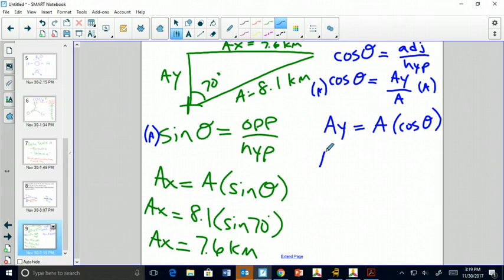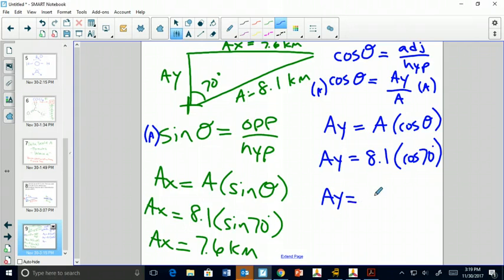Let's plug in some numbers. So AY is equal to 8.1, again, the initial vector we were given at the start of the problem, times the cosine of 70 degrees. If I pop that in my calculator, the cosine is 0.34202 times 8.1. So AY is equal to 2.8 kilometers. So therefore, we've gone 2.8 kilometers north and 7.6 kilometers east. That's simply just in my first motion. Does that make sense, my friends?